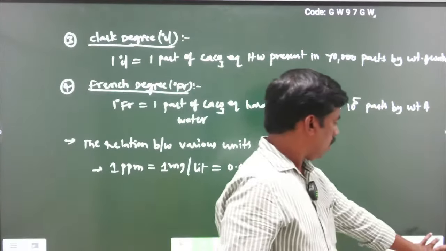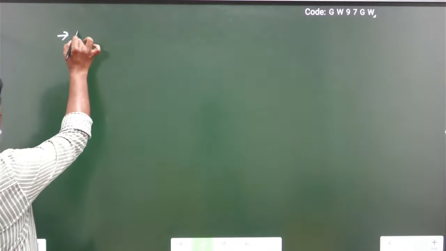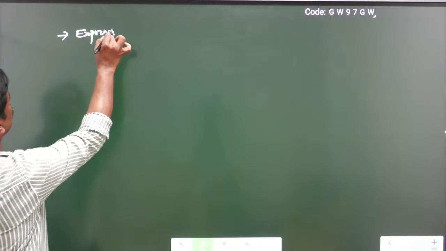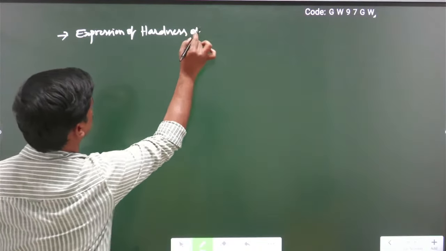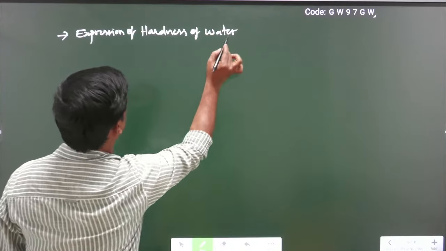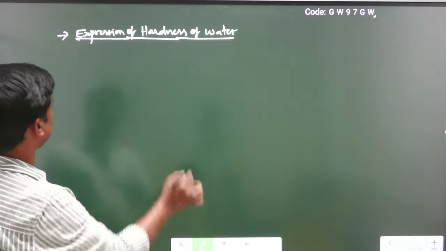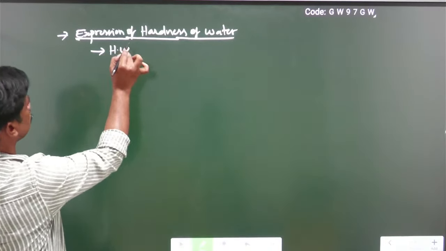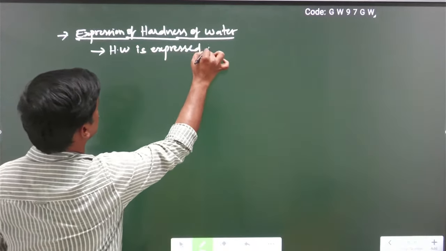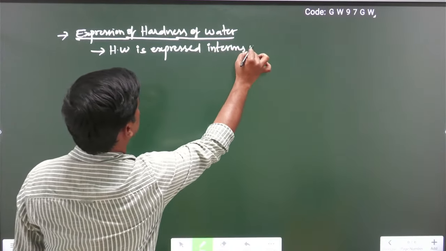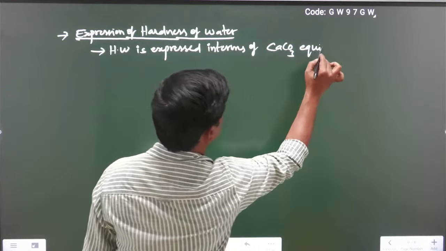After that, how is this hardness going to be expressed? Expression of hardness of water. Hardness of water is expressed in terms of calcium carbonate equivalents.